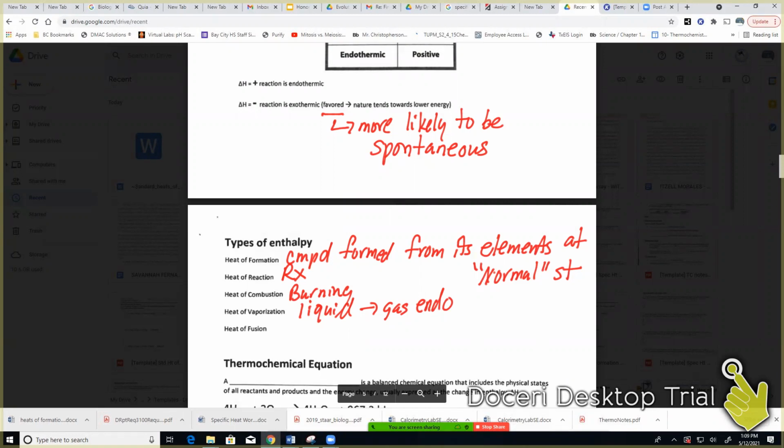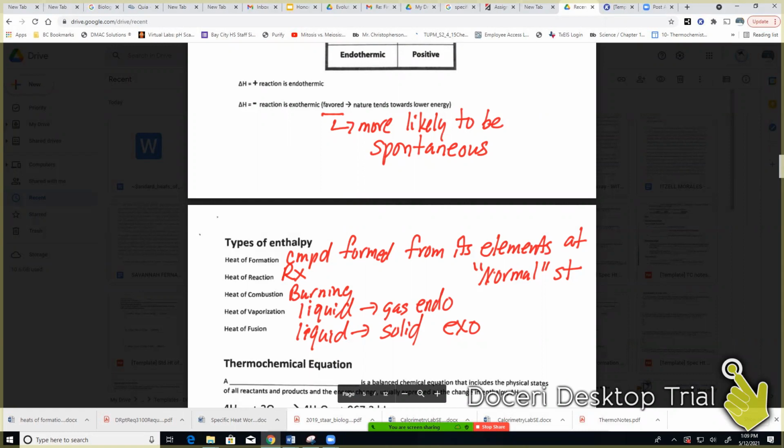Heat of fusion is where a liquid would become a solid. So what do you think that one would be, endo or exo? That one would be exo. Particles are moving some in the liquid, but in the solid they're barely vibrating, so I've got to get rid of some energy. So we'll be looking at those different things.